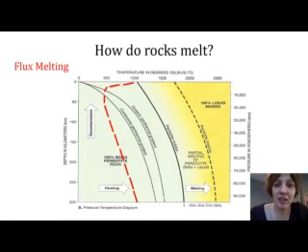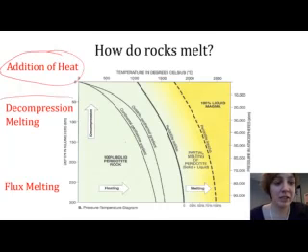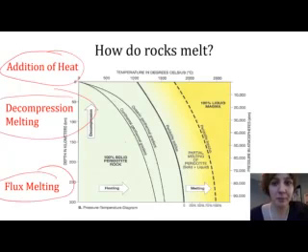Regardless, in the case of flux melting, the rock doesn't change position and it doesn't increase its temperature, but melting occurs anyway because somehow water has made its way into the rock, which changes the pressure-temperature conditions of melting, making it such that the rock melts at the exact same temperatures and pressures that it already was. The word that we have for this mechanism is flux melting. So the three possible ways to melt rock include adding heat, decreasing pressure, and adding water.